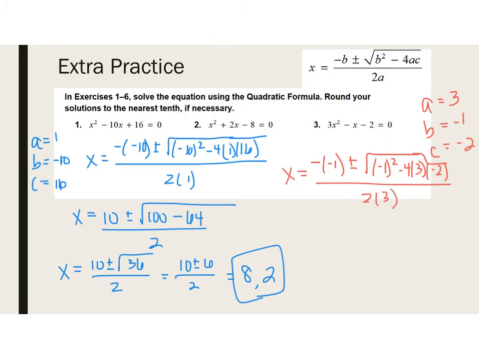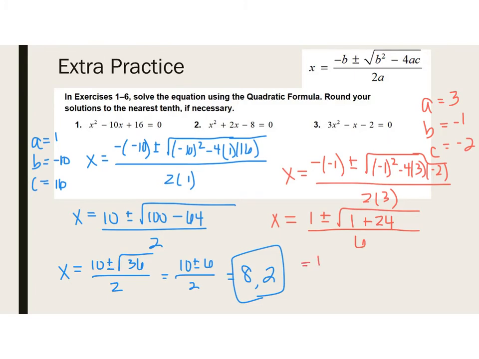Then my suggestion is to really clean this up in just a couple of steps. So the first thing we're going to do, we have a negative, which is a positive. So we have 1 plus or minus the square root. What is negative 1 squared? It's positive 1. And then if we actually look at this, we're going to consider this a negative 4. What's negative 4 times 3? Negative 12. What's negative 12 times negative 2? Positive 24. So you're actually going to write plus 24 over 6. So there's my first step in cleaning it up.